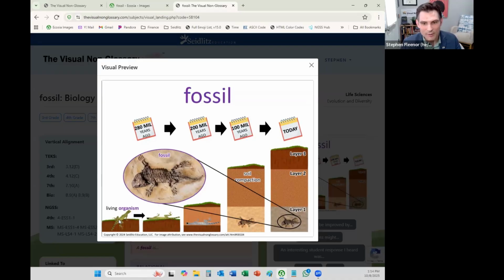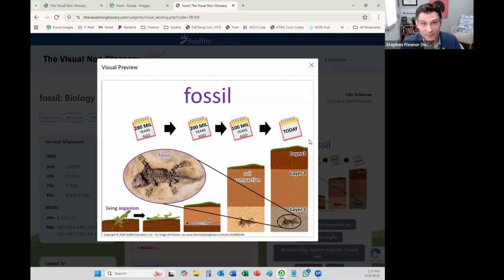It shows how a fossil is formed from a living organism. It gives clues about the time scale at which this happens. And it also shows that fossils were once living organisms that then become compacted in layers of soil over time. So from this visual, students can infer very deeply about fossil formation. And also, it levels the playing field. If a student has never heard of a fossil, they can participate in the conversation about how fossils are formed using this visual.